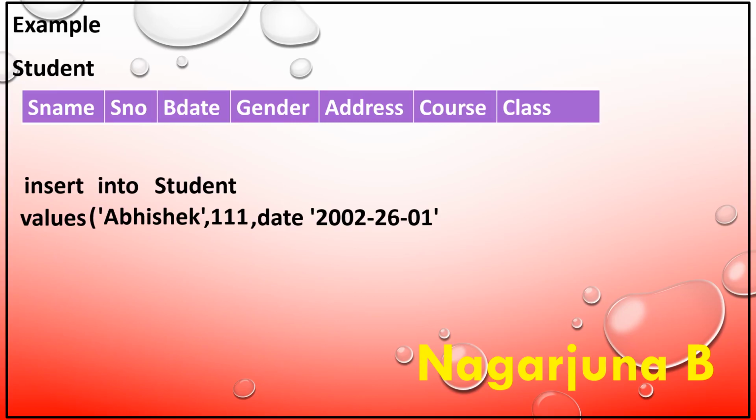The next one, gender. It should be specified as only one character according to the rule which I have taken. So comma, within a single quote M, which indicates male. Then address. I have considered this as a varchar, that is as a string. So comma, within a single quote Hosapete, comma, the next one is the course, within a single quote BCA, comma, next one is class. So I'll write comma, within a single quote second space sem, single quote close.